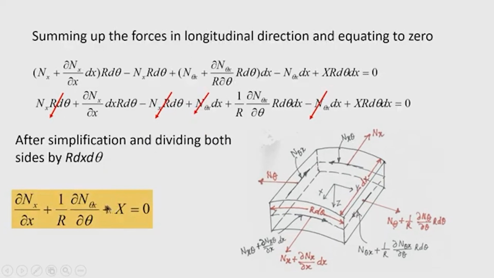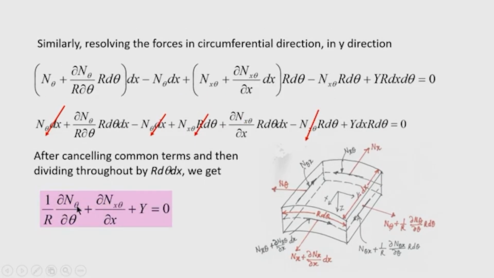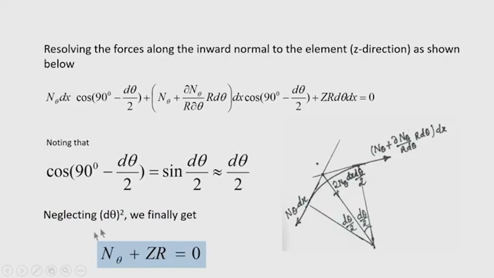In the previous case, we related n x and n theta x, and here we related n theta and n x theta. So, this equation is 1 by r del n theta by del theta plus del n x theta by del x plus y equal to 0. Now, let us resolve the forces along the radial direction and then sum it and equate to 0 to establish the equilibrium in the radial direction.